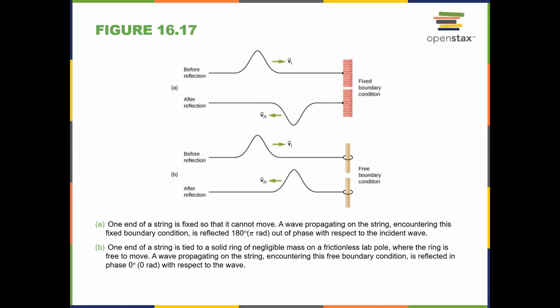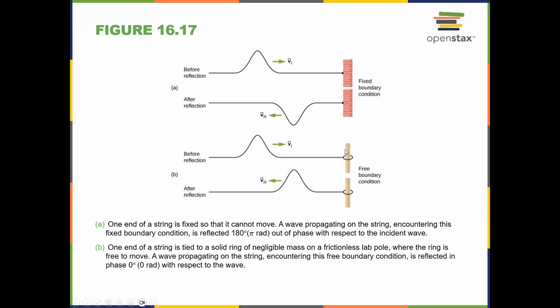So let's see what happens at reflections, right? Let's take a wave and we'll send it down. And let's say we have it mounted to a brick wall. This is called a fixed boundary condition. What'll happen is the wave will reflect, and it'll actually reflect 180 degrees out of phase. So this was a peak, and when it hits the wall, it comes back as a trough.